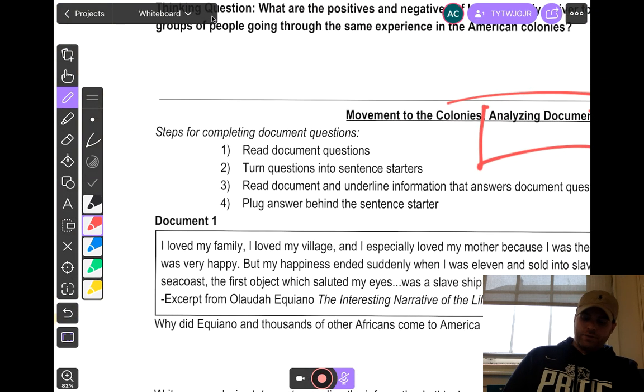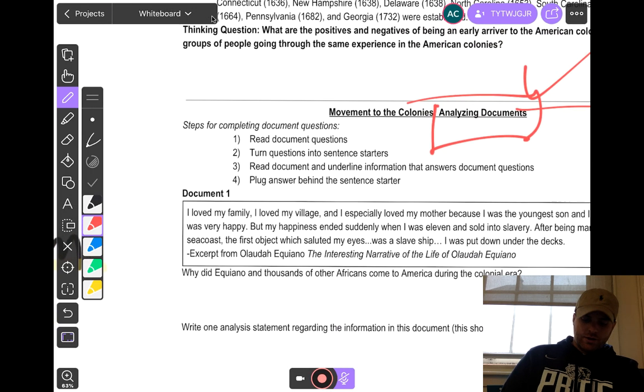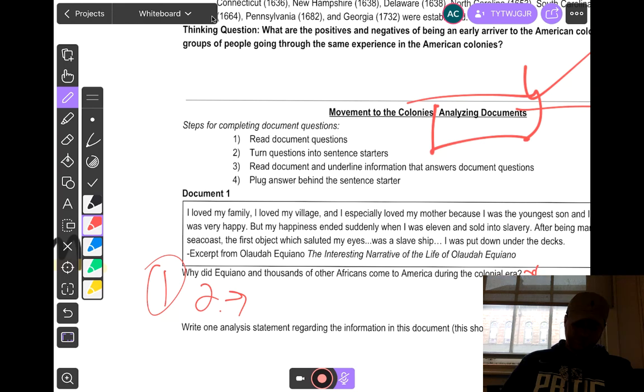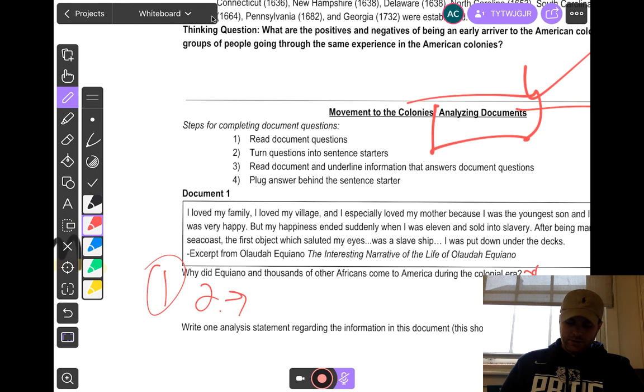So step 1, we're going to read the document questions. When we see document 1, we're actually going to go down to the questions. We're not even going to read the text right away. Step 2, turn the question into a sentence starter. So you're twisting the question into how you will begin your answer.